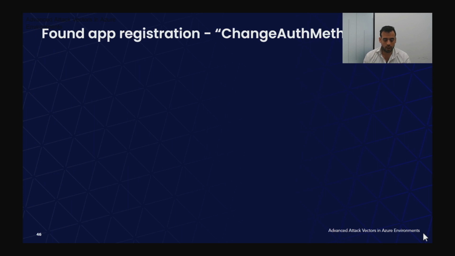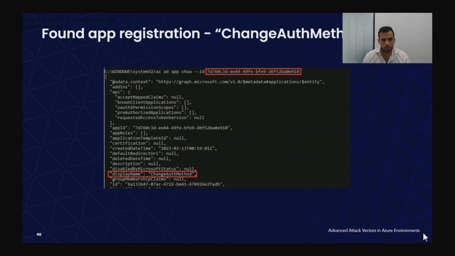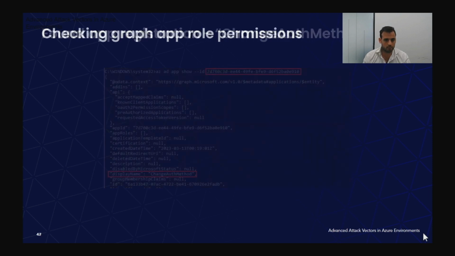Great, so now the attacker has the ability to change any application password by adding himself as the owner and changing the credentials of that application, or adding a password credential to that application. Now he needs to find a suitable target. Currently, he found an application called change of method.